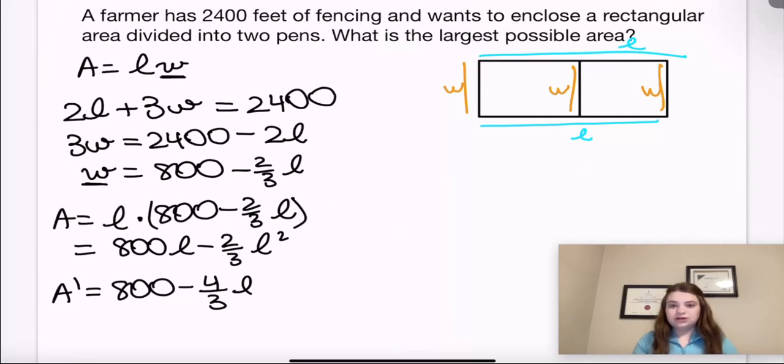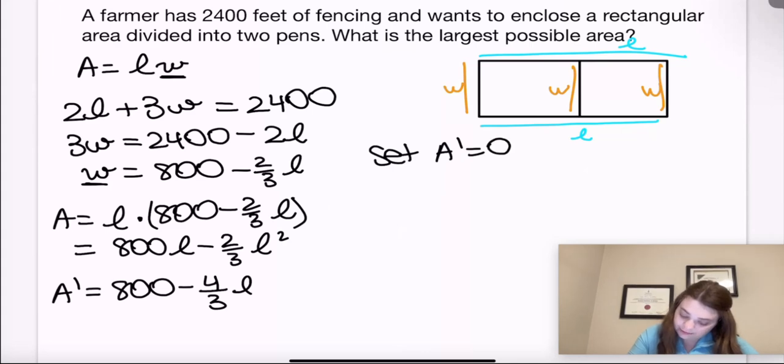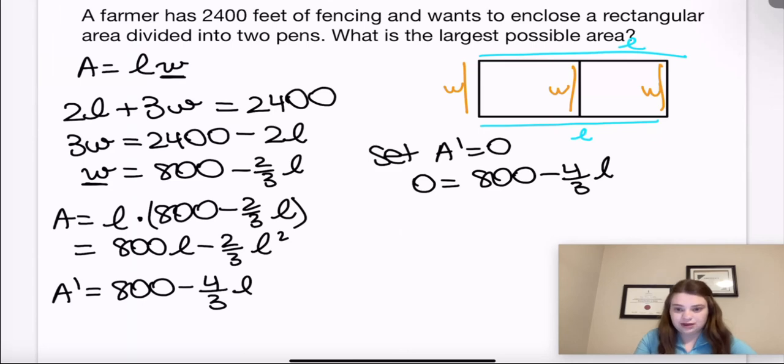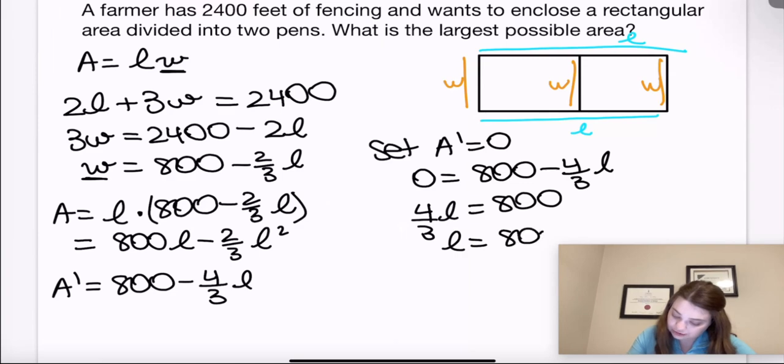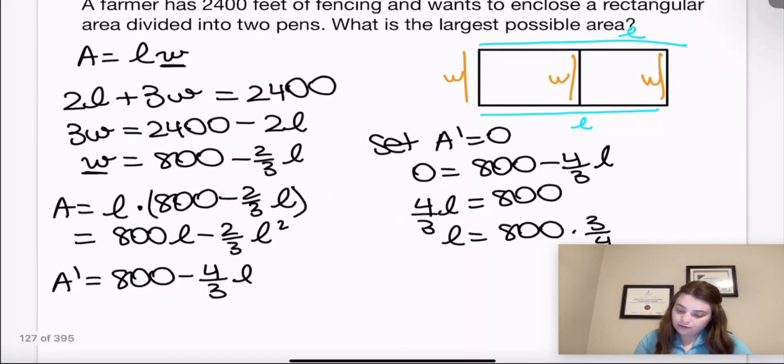Okay, next step is we want, in order to optimize, we always set the first derivative to 0. So I'm going to be setting the derivative of the area to 0 to get that 0 is equal to 800 minus 4/3 L. So then if we add 4/3 L to both sides, we get 4/3 L is equal to 800. And then if I cross multiply, I multiply by 3 and divide by 4. Let's see, we're going to get L is equal to 800 times 3/4. So that is going to make the length equal to 600.